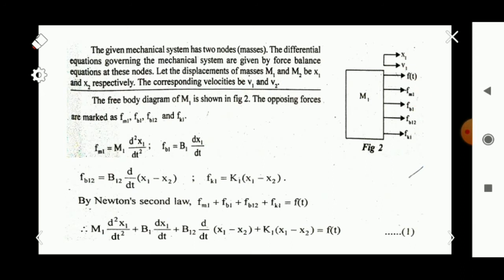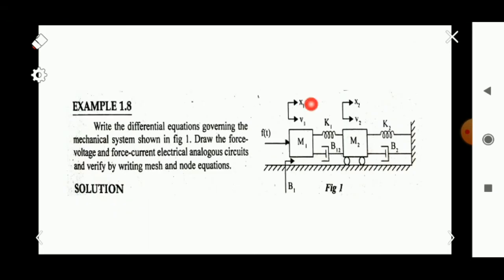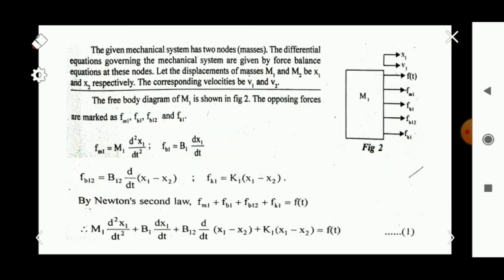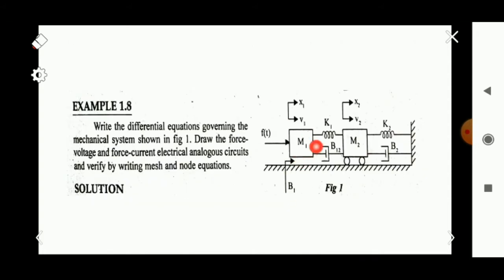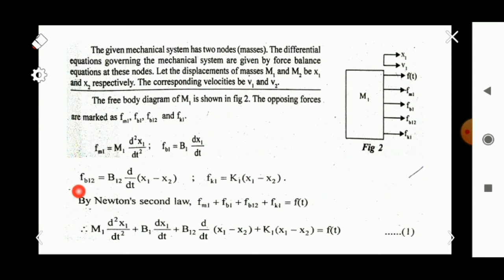Okay, so we have to write the equations for all the opposing forces. We know that F11 will be equal to m1 into d square x1 by dt square, because x1 is the displacement for the m1. Okay, we are taking this displacement x1 here. And Fb1 will be equal to b1 into dx1 by dt. b1 is related to the m1 only, and this k1 and b12 are common for these two nodes. Okay, so the equation will be Fb12 equal to b12 into d by dt of x1 minus x2. Fk1 is equal to k1 into x1 minus x2.